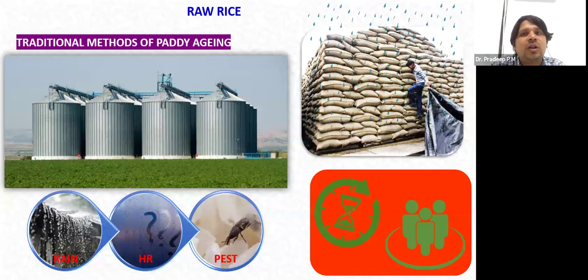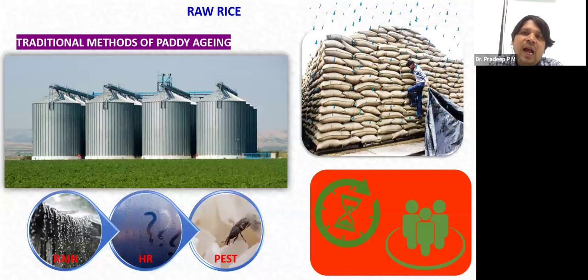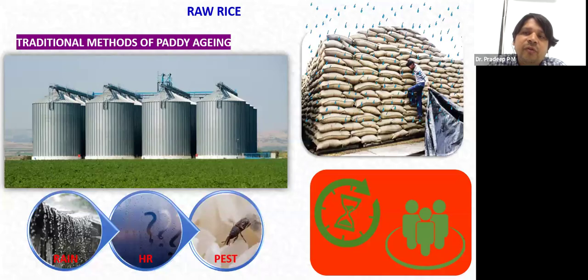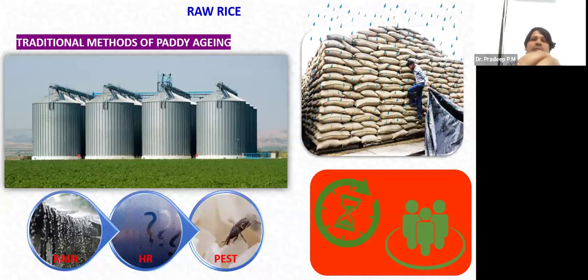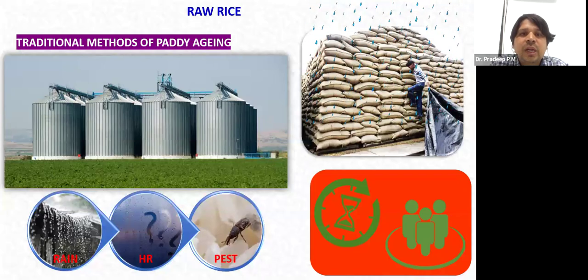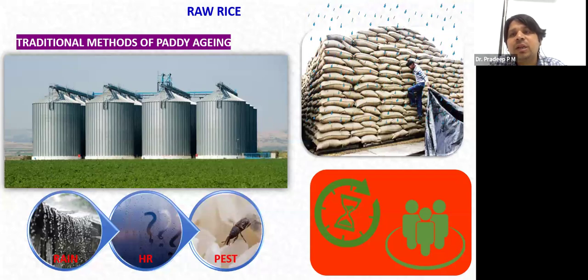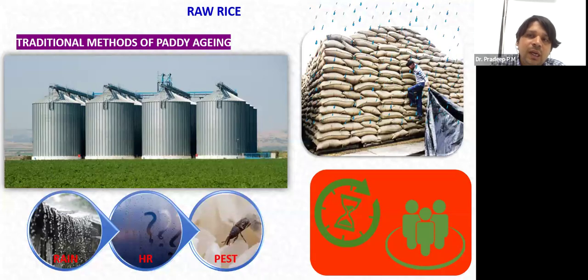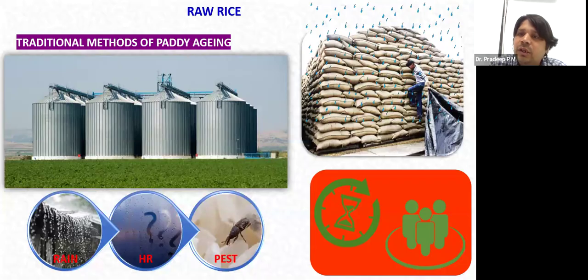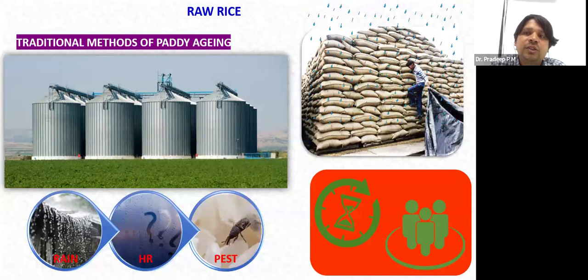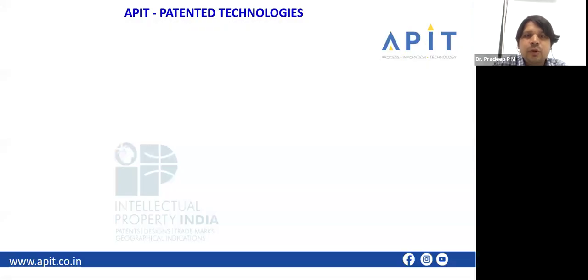So that is the advanced technology that we are giving at APIT, and this adds more value for the farmers, because they can't invest in storage. They can directly bring the harvested paddy to the nearest rice mill, and we convert that freshly harvested paddy into 1 year old paddy within a matter of 24 hours. So that adds more value to the paddy process chain.